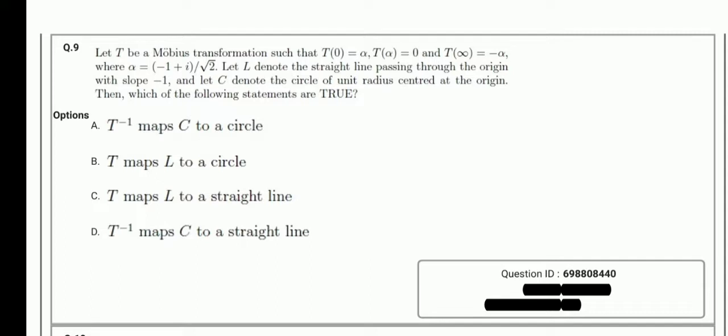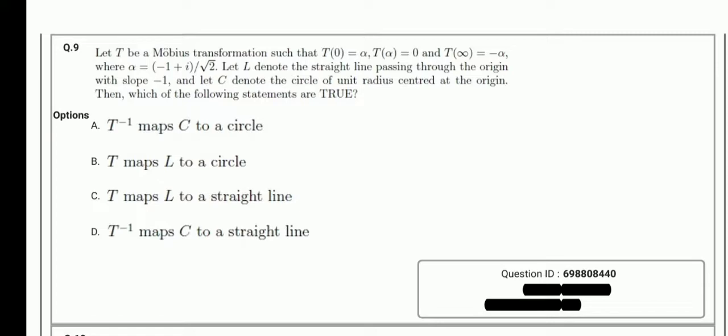Let L denote the straight line passing through the origin with slope minus 1, and let C denote the circle of unit radius centered at the origin. Then which of the following statements are true? Option A, T inverse maps C to a circle. Option B, T maps L to a circle. Option C, T maps L to a straight line. Option D, T inverse maps C to a straight line.